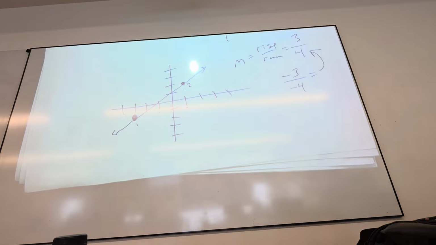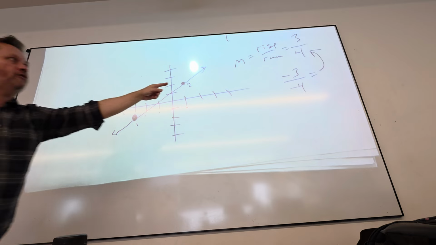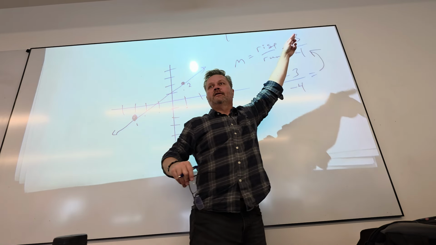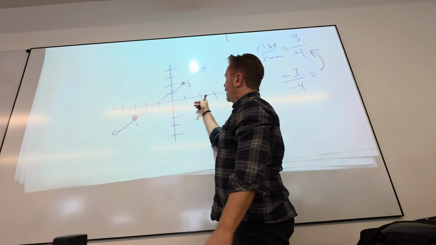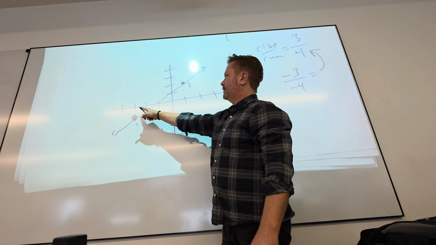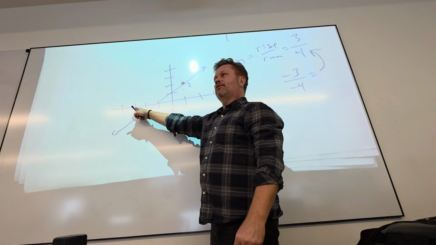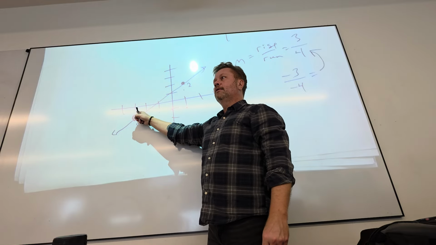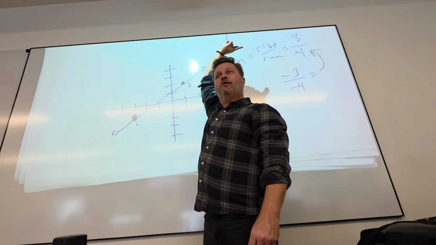What's 2 minus -1? What's the distance between 2 and -1? 2 minus -1 is 2 plus 1 is 3. There you go. So the difference in the y's divided by the difference in the x's. What's this x? 1. And what's this x? -3. What's 1 minus -3? 1 plus 3, 4. Yeah, blah, blah, blah.